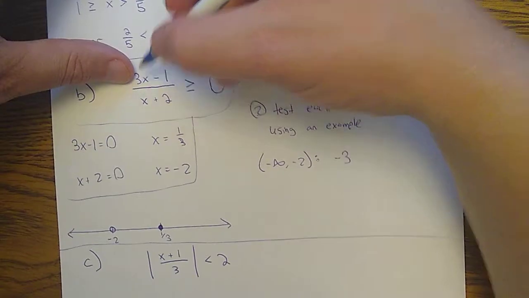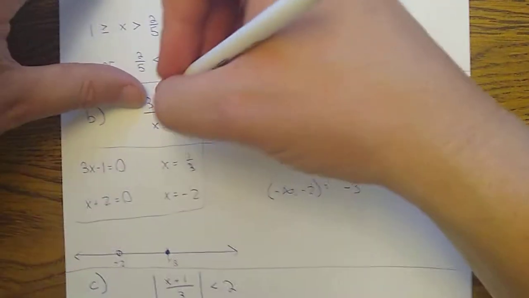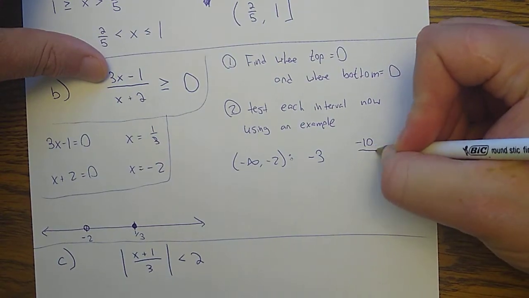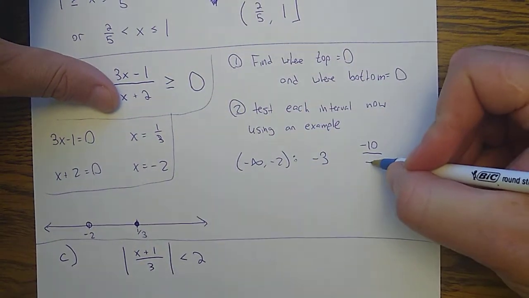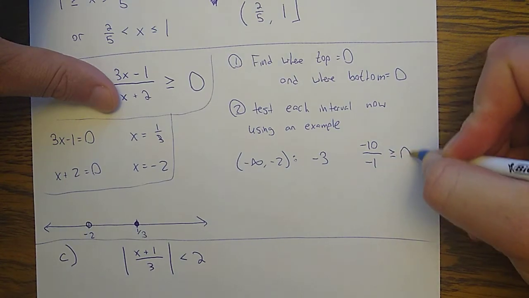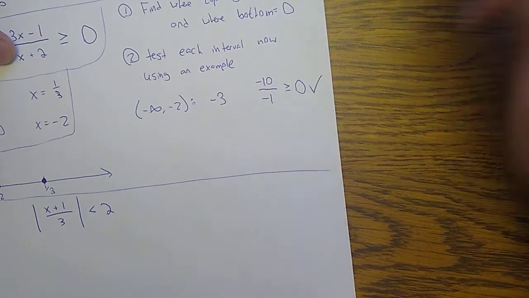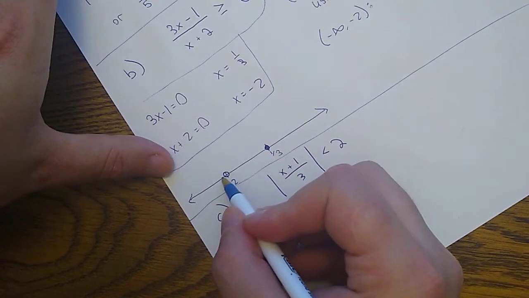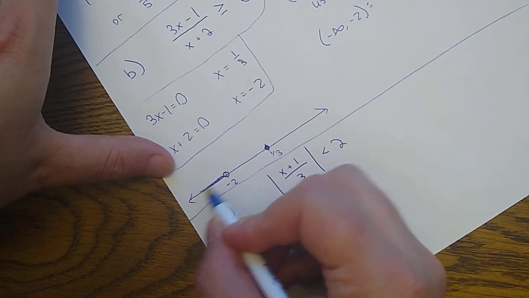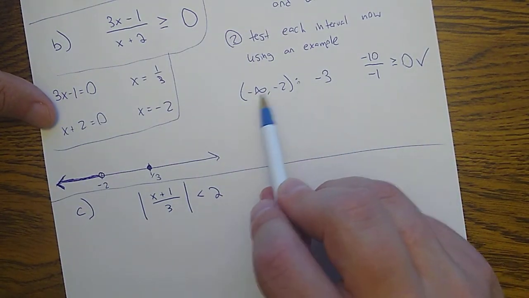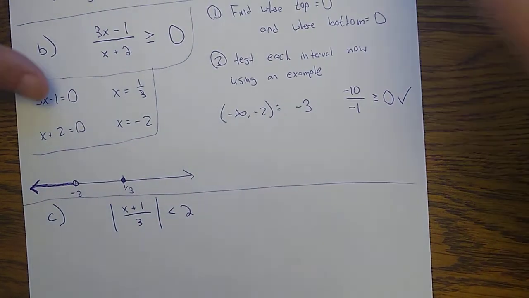And if I plug that in, what do I get? -9 minus 1, so -10 divided by -1 is greater than or equal to 0. Actually, that is true, because this would be +10, which is greater than or equal to 0. So I'm going to shade in that interval. So that interval is going to be included in our answer.